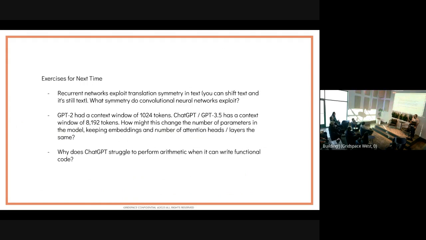ChatGPT, GPT 3.5, has a context window of 8,192 tokens. So the question is, how might this change the number of parameters in the model if we kept the embedding size and the number of attention heads and layers relatively the same? So it's basically asking how it scales with that. And then the last question is, why does ChatGPT seem to struggle to perform arithmetic when it can write functional code? That seems like a bit of a mystery, isn't it?